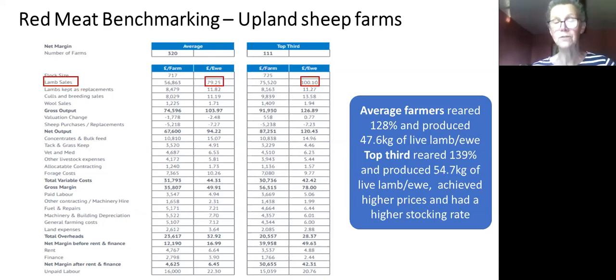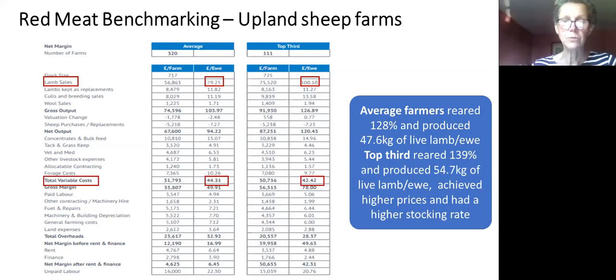£100 versus £79. So if you look at the box on the right, the average farmers reared 128% of lambs and produced 47.6 kilos of live lamb per ewe. The top third reared quite a few more, 139%, and produced more kilos of lamb. But they also achieved higher prices and had a higher stocking rate. So per hectare, they were producing quite a lot more lamb. So we've just highlighted some of the key data in here.